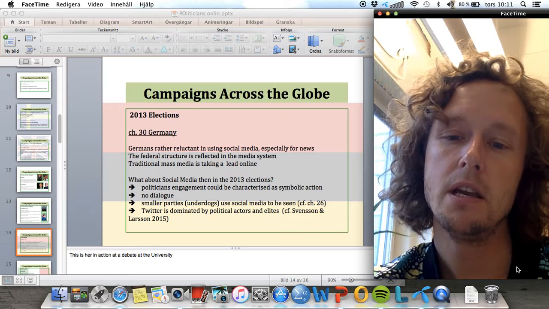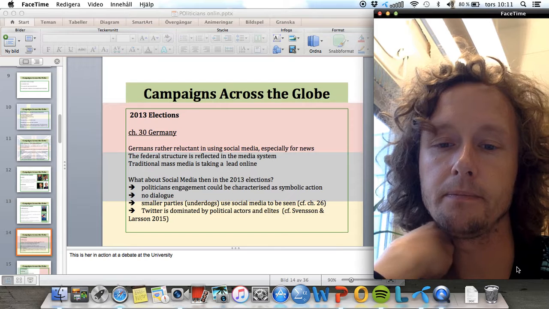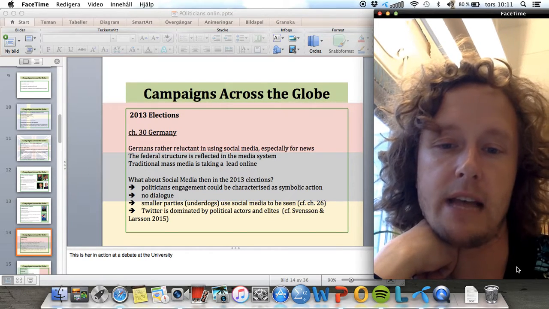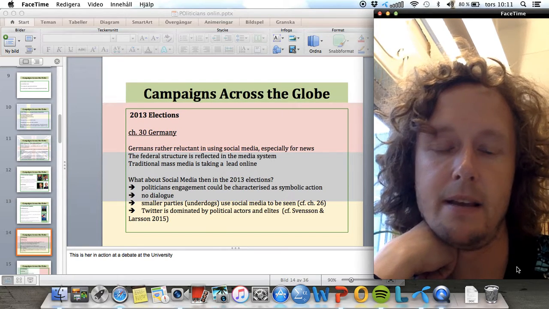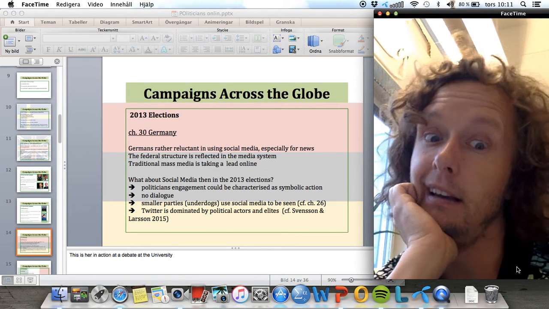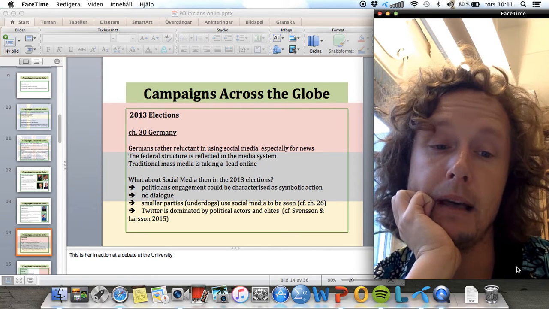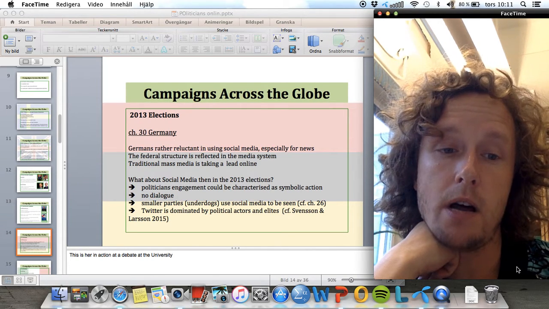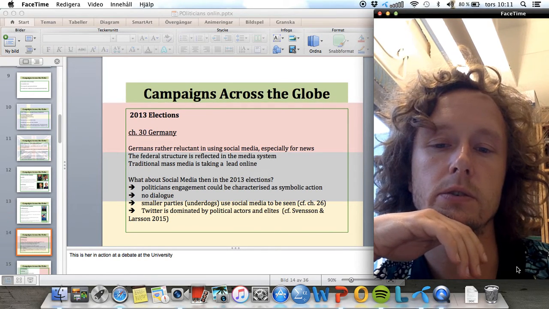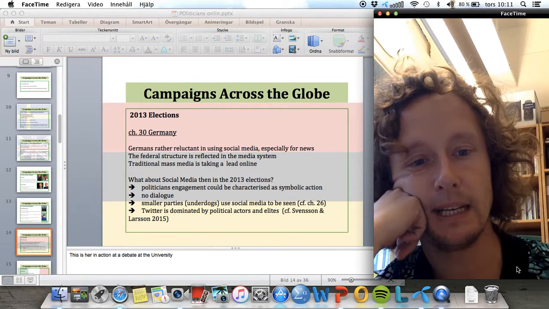So what about social media in the 2013 elections? Well, the politicians' engagement is characterized by the authors as symbolic action. There is no dialogue happening here. But in contrast to the chapter on the US, smaller parties, so-called underdogs, tend to use social media more and use it to be seen and to gain visibility.